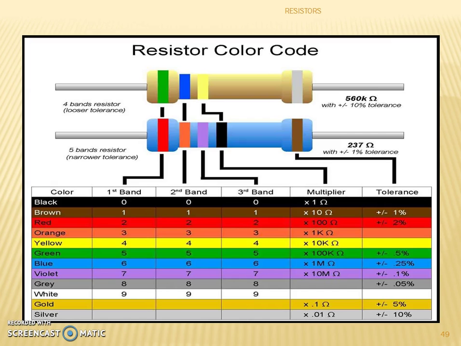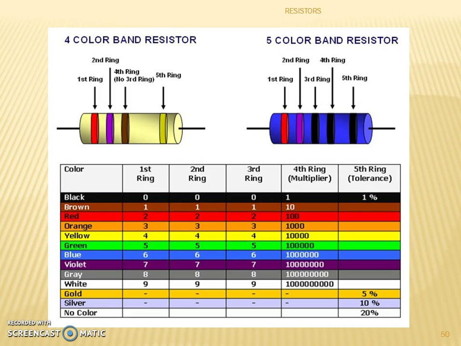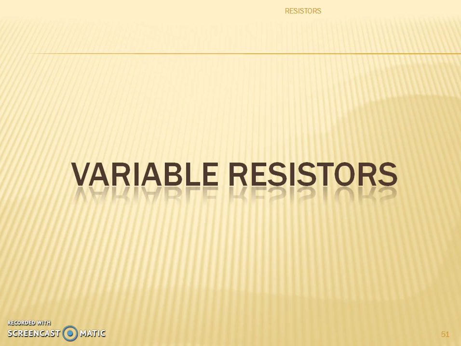Similarly, for the 5-band resistor, the first color is red, which gives the value 2. Orange gives a value 3, and violet gives a value 7 from the 3rd band. We have a black color giving the multiplier. Black color gives a multiplier of 1, and the tolerance is 1%. So the value comes as 237 ohm plus or minus 1% tolerance. And this is the same example shown with the values.